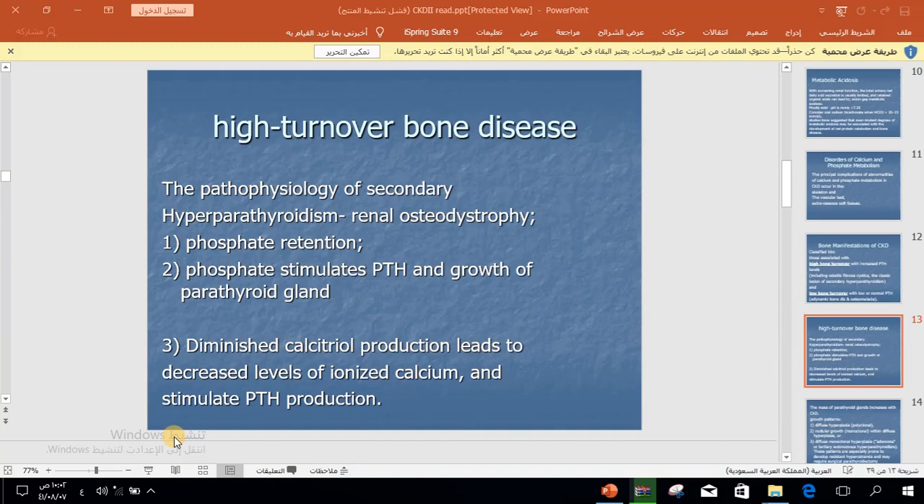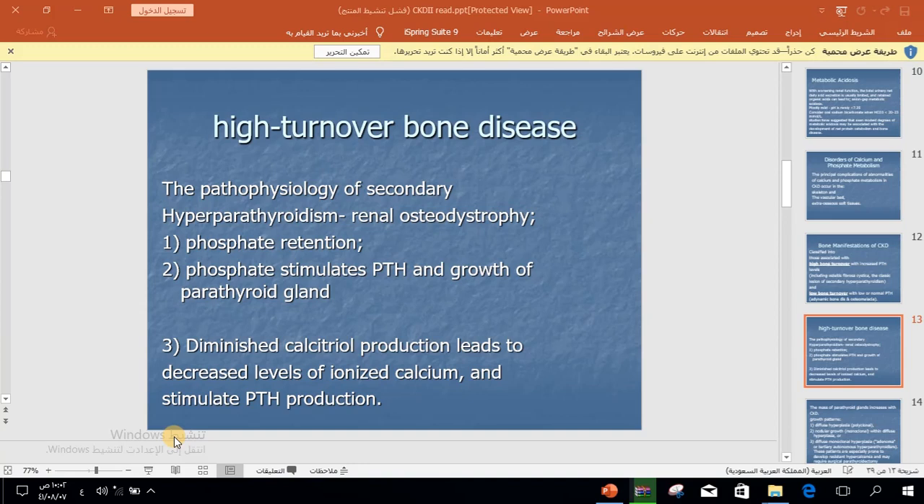And vitamin D usually leads to absorption of calcium and phosphate from the intestine, absorption of calcium and phosphate from the kidneys, and deposition of calcium into the bone. And this is the role of vitamin D.